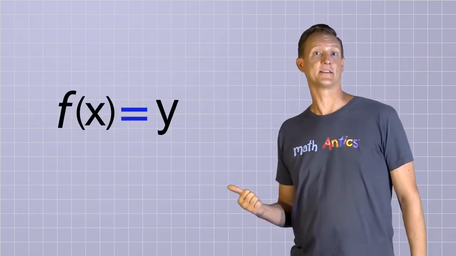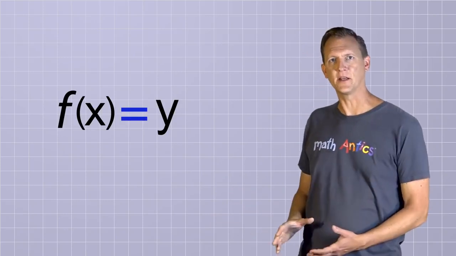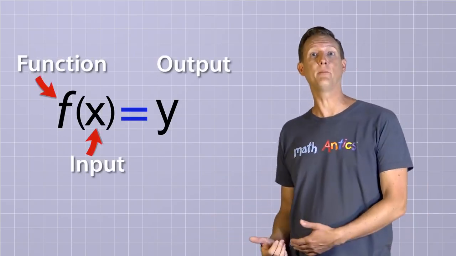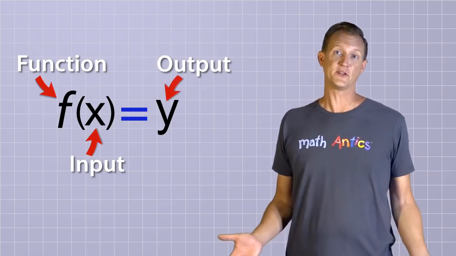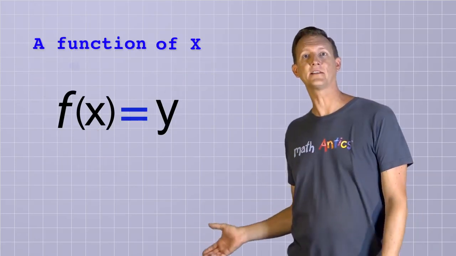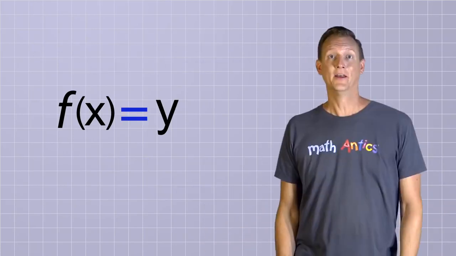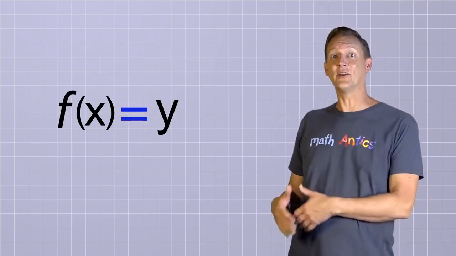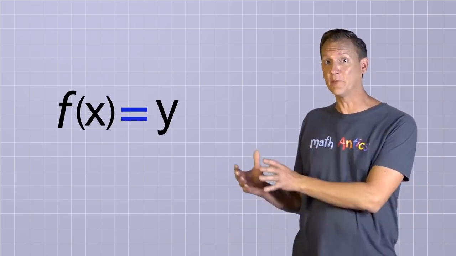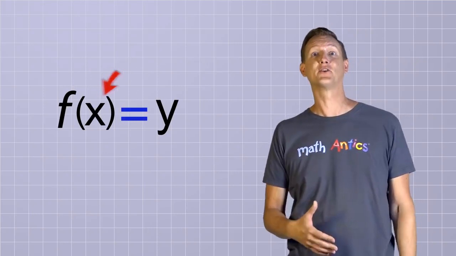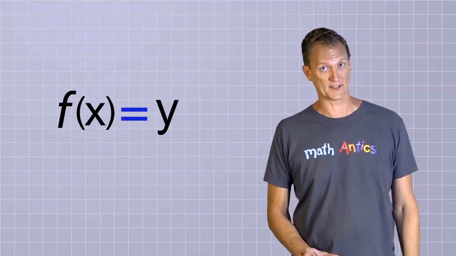Well, it turns out that a really common way to represent a function is this. This notation simply means that a function, named f, takes an input value, named x, and gives an output value, named y. And you say it like this, a function of x equals y, or f of x equals y for short. The problem with this notation is that you could easily misinterpret it as a variable f being multiplied implicitly by a variable x to give an answer of y, but that's not what this means.